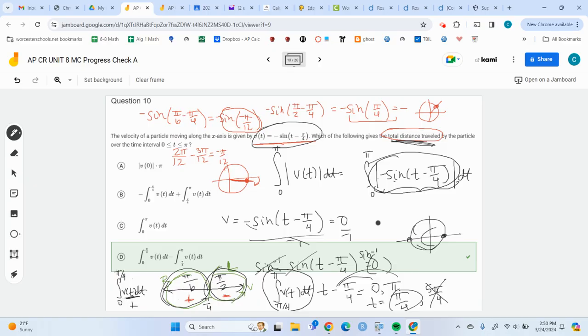But remember, for total distance traveled, you want to be accumulating all the distances moved. So you want to take this integral and subtract this integral, because subtracting a negative value is the same as adding. So that is why they're getting choice D here. You definitely don't want choice B, because they're doing the opposite from 0 to pi over 4, but velocity is already positive from 0 to pi over 4, so you don't want to subtract that.